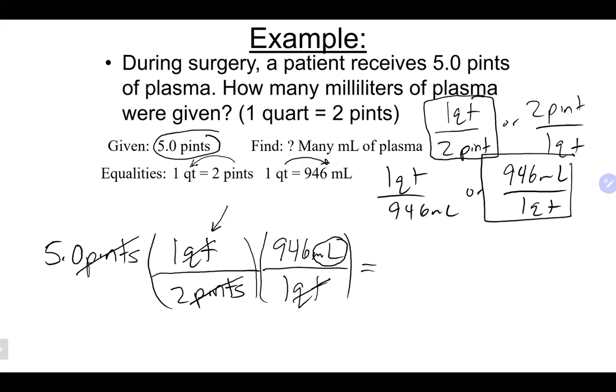And here we're going to take basically 5 times 1 times 946, hit equals. We're going to divide it by 2, hit equals. You can divide it by 1, but nothing's going to change. On our calculator, we get 2365 milliliters. Significant figure-wise, where should we end up?